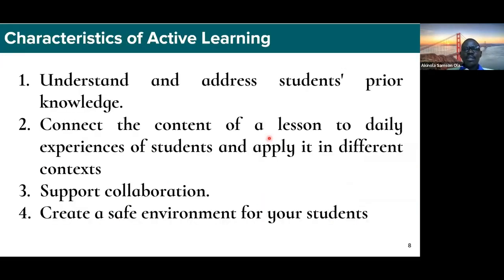Okay, what are the characteristics of active learning? Number one, understand and address the students' prior knowledge. Now, the way knowledge is built is like cascading. So knowledge is built in a pyramidal way. There is a basis with which you will start, and you keep building on that knowledge.